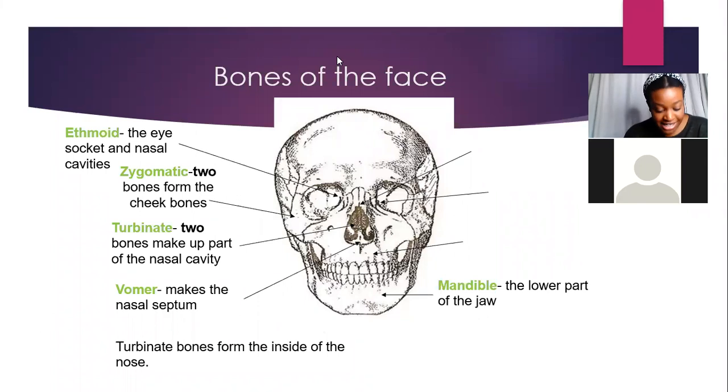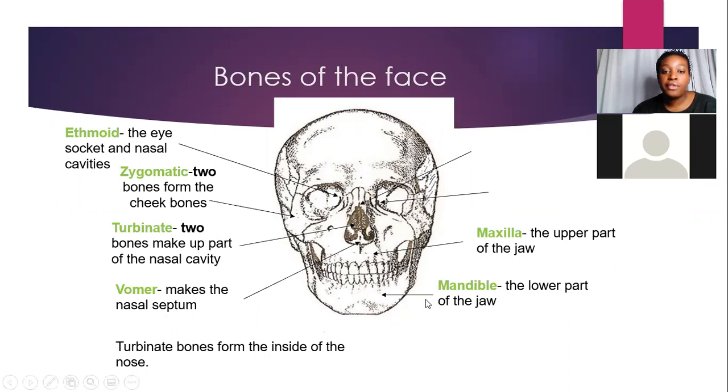Well done, Remy, for getting zygomatic as well. So the next bone is your upper lip bone, which is your maxilla. Both of the bones of your jaw and around your mouth begin with the letter M.